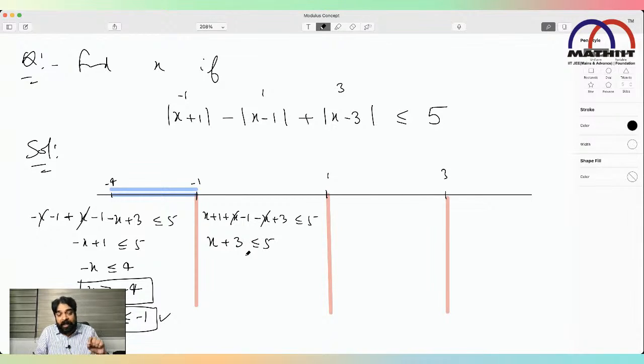If you notice, I'm writing the steps, and that's what you should also do. In the initial stage, never try to skip the steps. You will never get the confidence that your answer is correct or not. I get confidence because I write the steps. If there is any calculation mistake, I can notice it right there. So 3 will go this side, x less than or equal to 2.